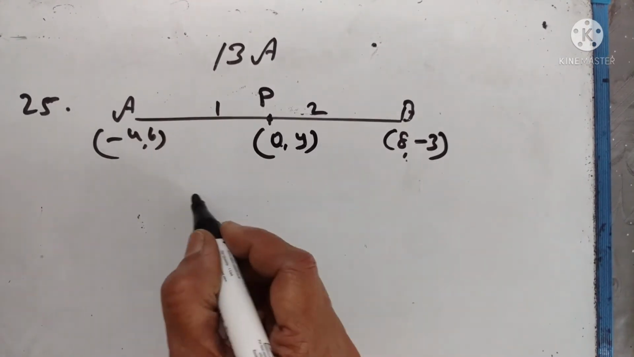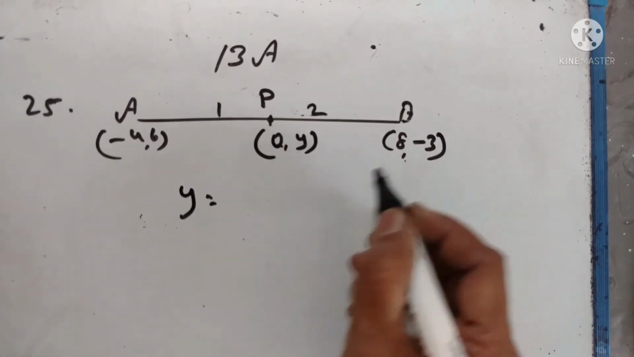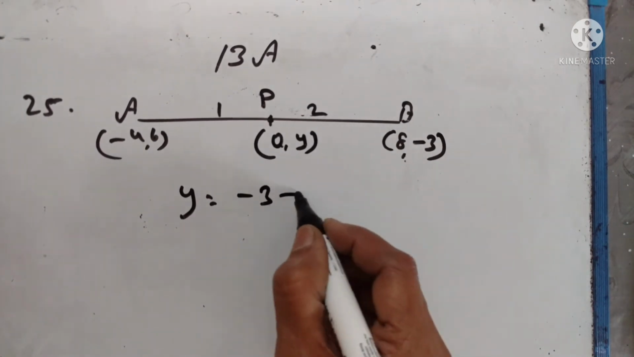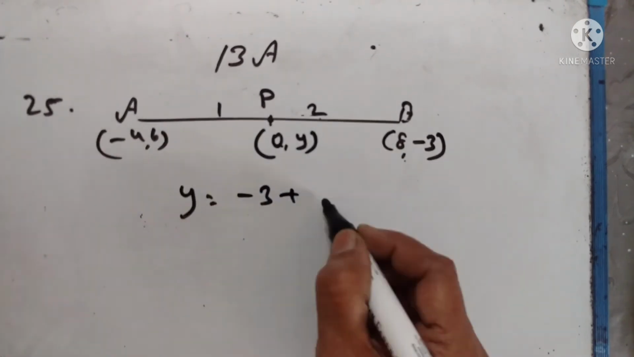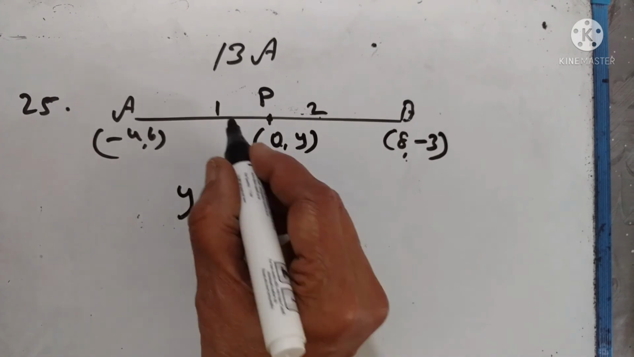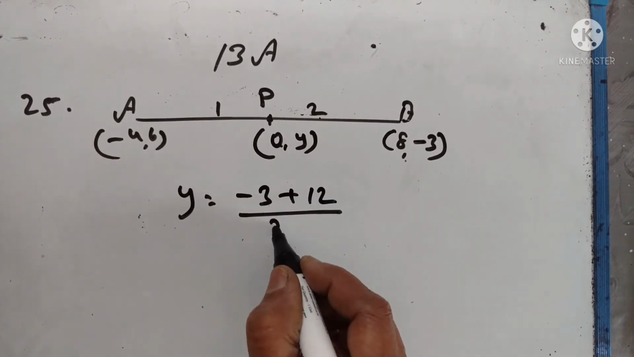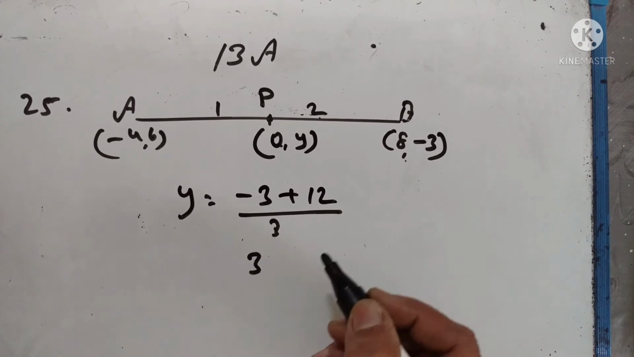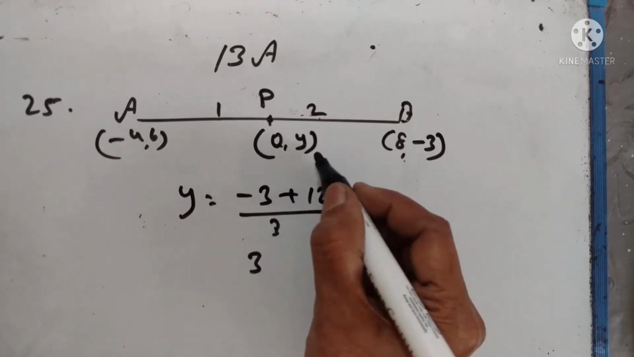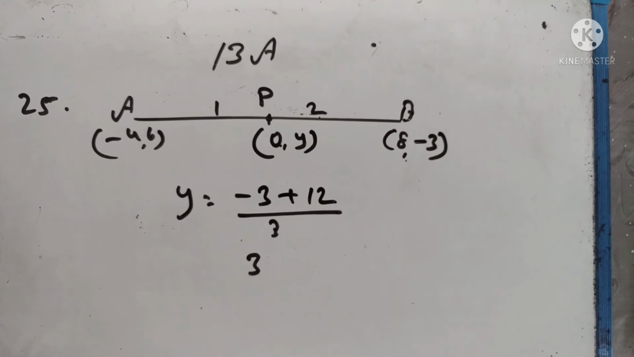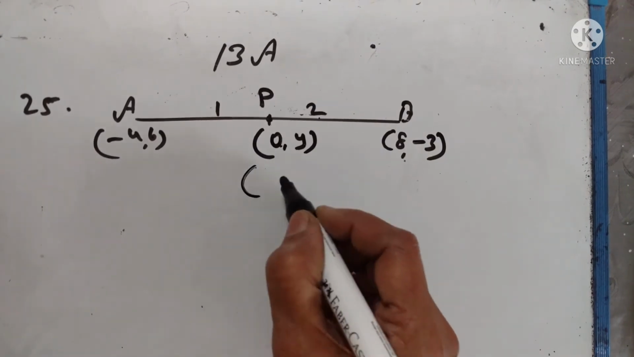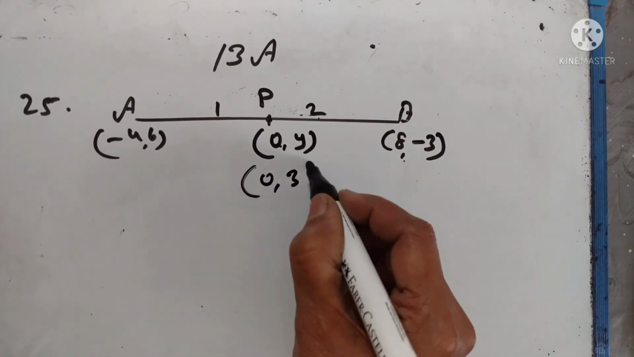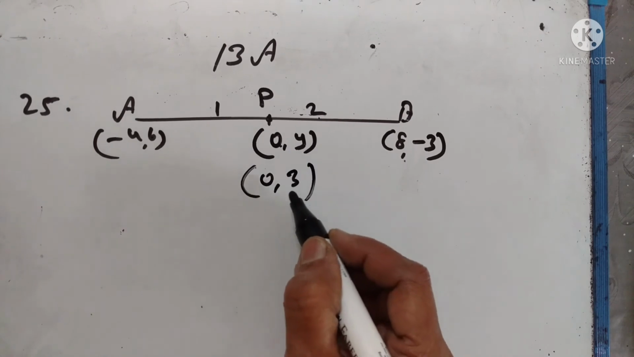Now y is equal to what? (1 into y2, -3, plus 2 into y1, 12) upon (m1 plus m2). 12 minus 3 is equal to 9. 9 upon 3 is equal to 3. So the coordinates are (0, 3). The coordinates of point of intersection are (0, 3).